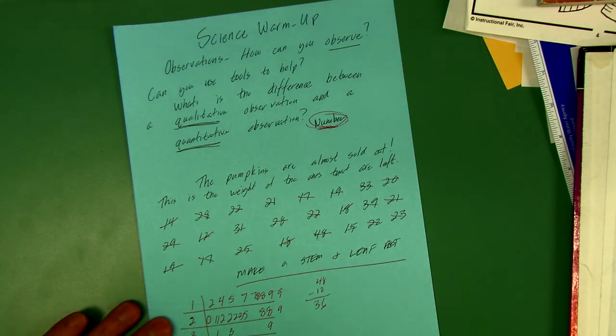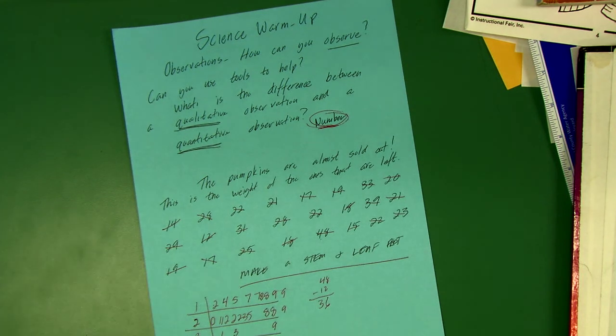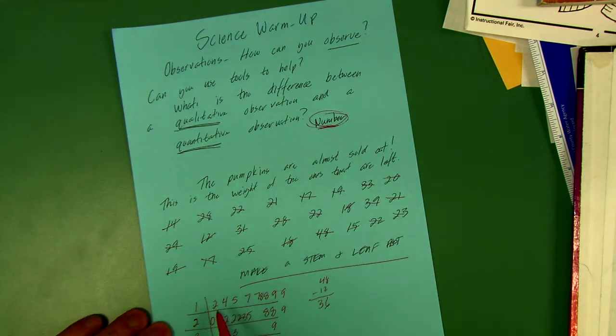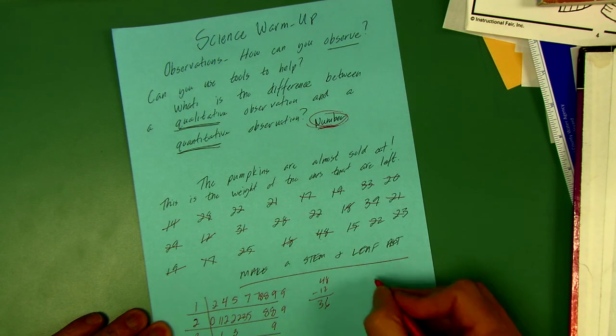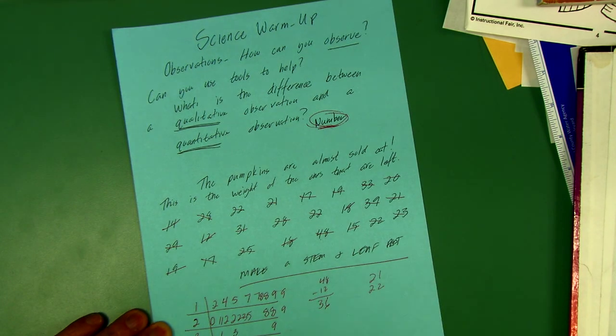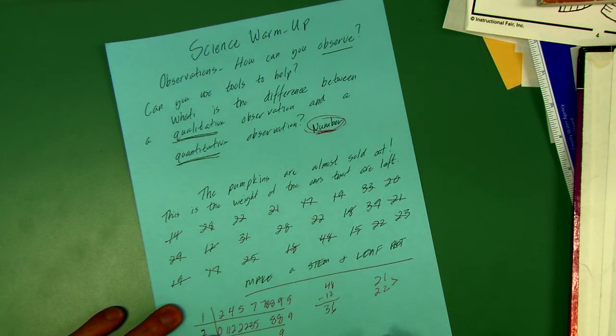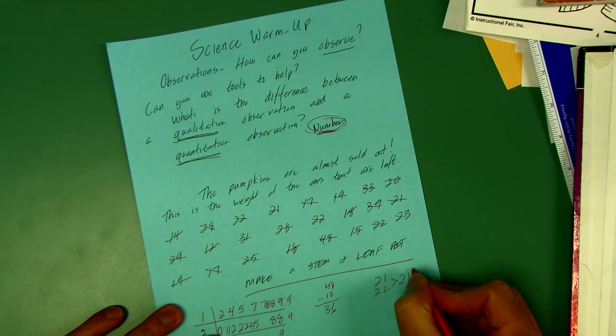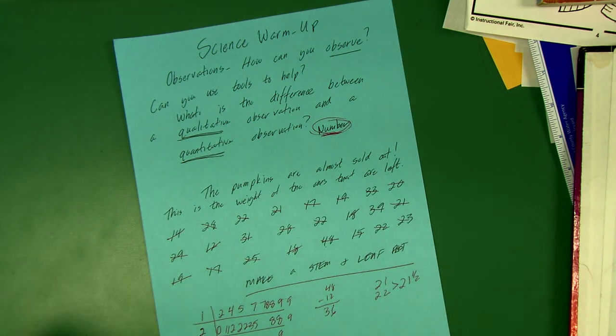Well, how many numbers do I have here? 1, 2, 3, 4, 5, 6, 7, 8, 9, 10, 11, 12, 13, 14, 15, 16, 17, 18, 19, 20, 21, 22, 23, 24. So let me see. 12 and 13 are the 2 middle numbers. 1, 2, 3, 4, 5, 6, 7, 8, 9, 10, 11, 12 is a 1. And 13 is a 2. So 21 and 22 are the 2 middle numbers. What's the middle of those? 21 and a half. Bam. I got the median that fast, right?